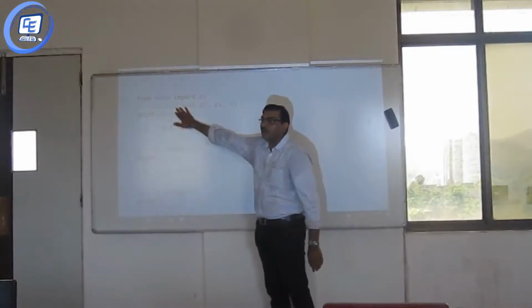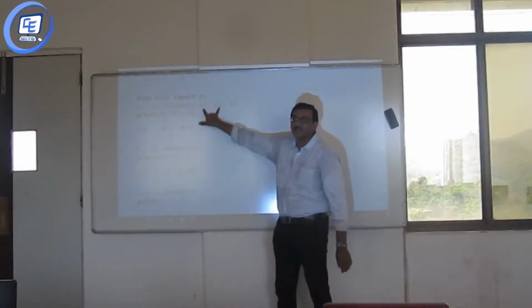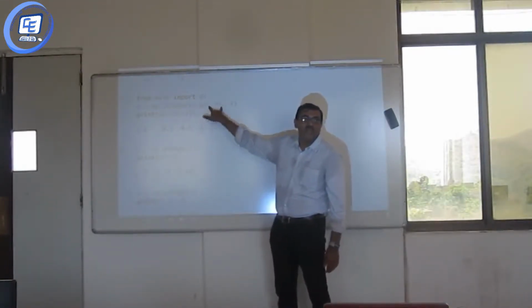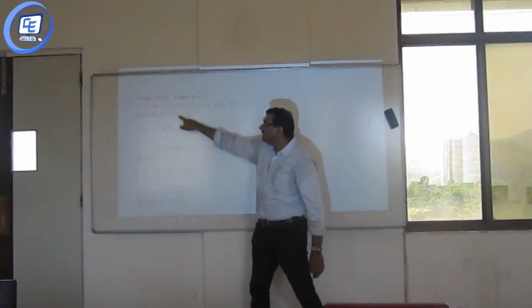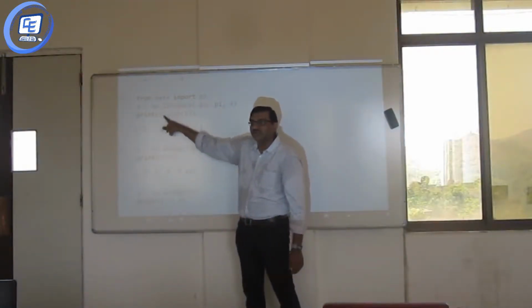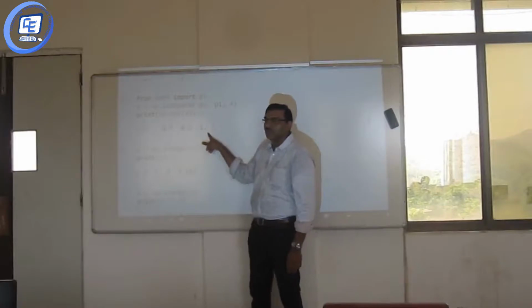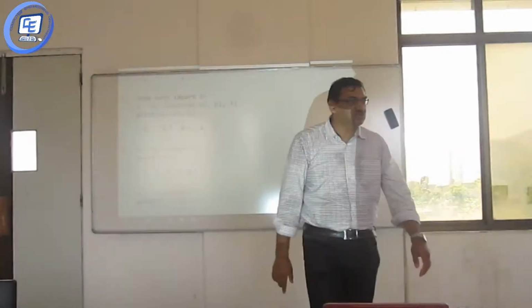x equal to np.linspace of linearly spaced numbers. What is this? From minus pi to pi, I want 4 numbers. And then print cos of x, np.cos of x. You will get this. Please press shift enter. Check you get the output.